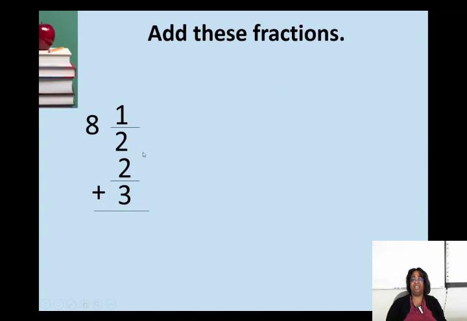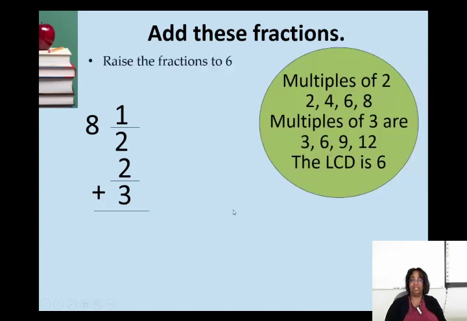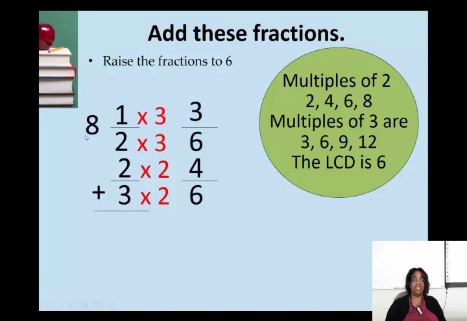What's my LCD going to be for 2 and 3? 6. So I'm going to raise my fractions to 6. On the bottom, I'm going to multiply by 2, and I'm going to get 4/6. And on top, I'm going to multiply by 3 to get 3/6. Now notice I also have a whole number. I like to just go ahead and take care of the fraction first. So my fraction here is going to be 4 plus 3, which is 7/6.